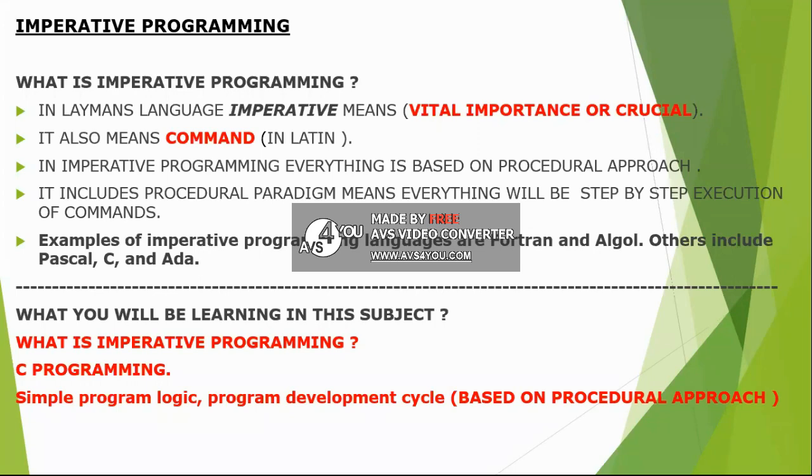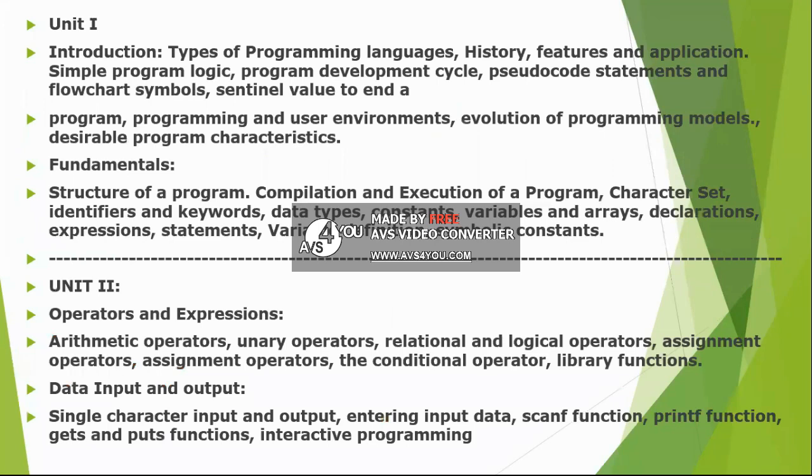Done with this. Now next is unit 1. In unit 1 we'll be learning the introduction part. What kinds of programming languages are there? As we have already discussed, there are several types of programming languages, like object oriented paradigm languages, and then procedure oriented languages. So C is a procedure oriented language. Then we have history, features and applications. Then we have simple programming logic, program development cycle, pseudocode statements, and flowchart symbols. Then we have sentinel value to end a program. Then we have programming and user environment. Then we have evaluation of programming models.